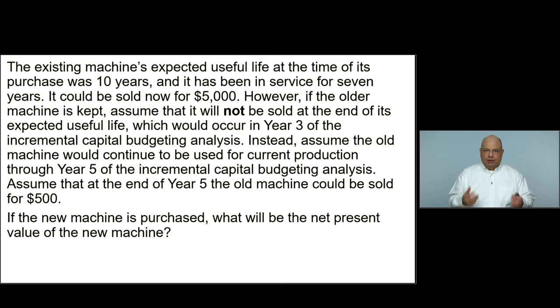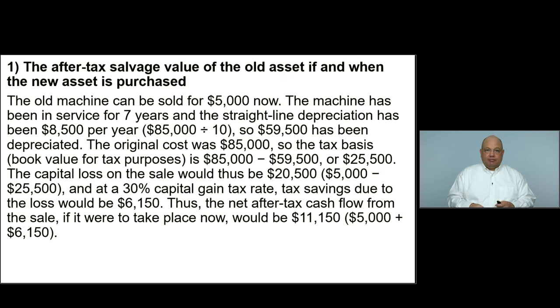So our question is simple. If the new machine is purchased, what will be the net present value of the new machine? And so what we have to do is go through these 5 cash flows and determine what is that incremental cash flow connected to the decision to purchase the new machine. So the first item, the after-tax salvage value of the old asset if and when the new asset is purchased. Okay, so if we purchase the new asset, it can be sold for $5,000 now.